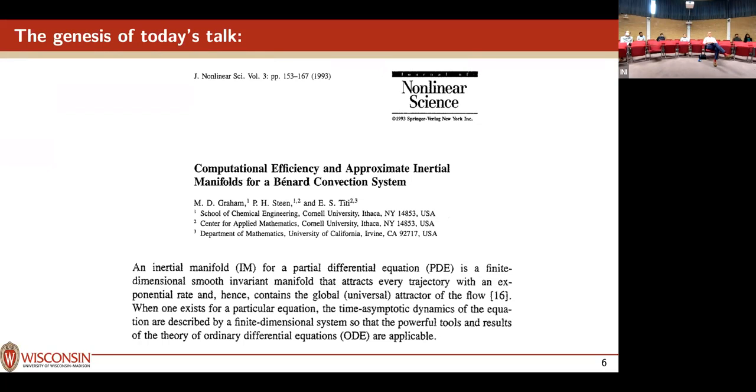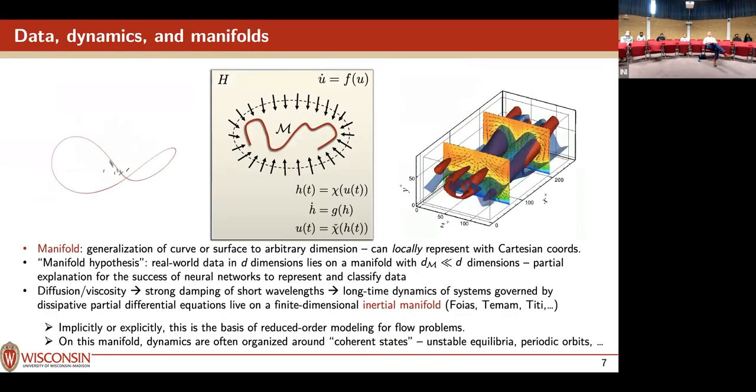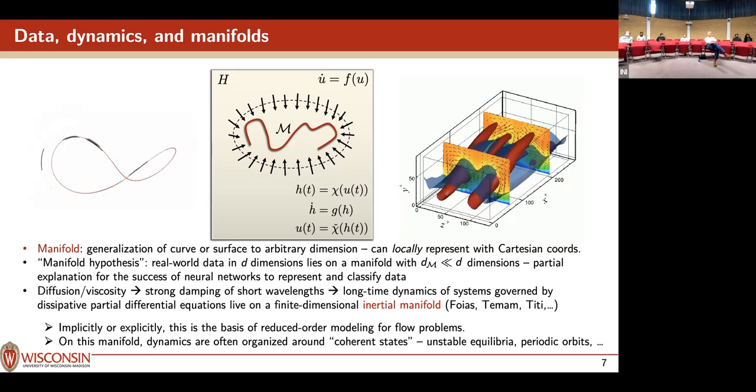So the basic idea, which everybody in this room I think is probably familiar with, is we can have a dynamical system that lives in some high dimensional state space, could be infinite dimensional state space if we have a PDE. All right. But in the case of a dissipative PDE, what we expect is that after a long enough time, the dynamics are going to settle down onto some finite dimensional manifold N.